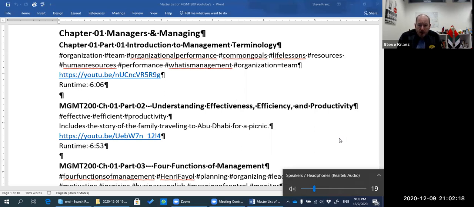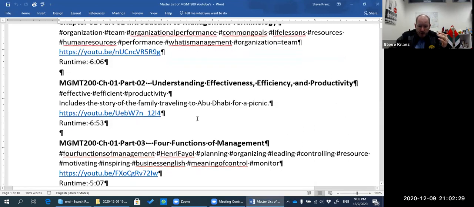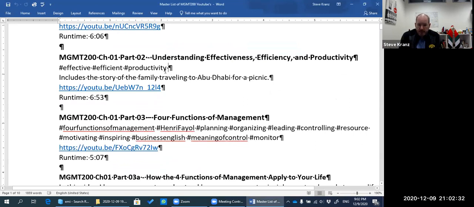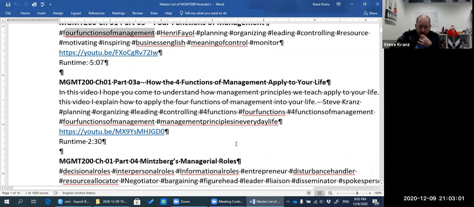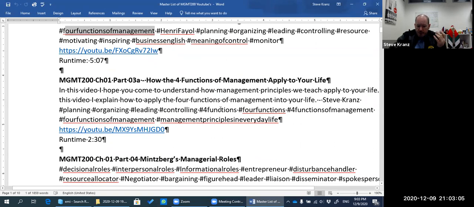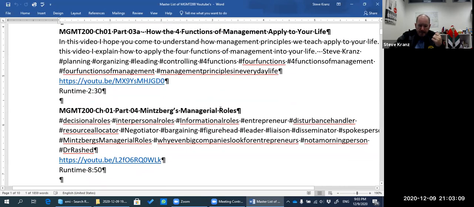Chapter 1 is all about the introduction to management. We talked about organization performance, importance and goals. We got into the terms effective, efficient, and productivity. To be effective means you're doing the right thing. To be efficient means you're either doing it quickly or you're using less of a resource. And to be productive is basically a combination of being effective and efficient. I can guarantee you the 4 functions of management is going to be on the test. That you need to know: planning, organizing, leading, and controlling. That will be on the test. The discussion of how the 4 functions apply to your life is just to make things easier for you to understand.